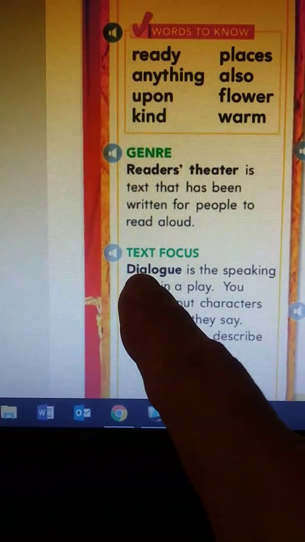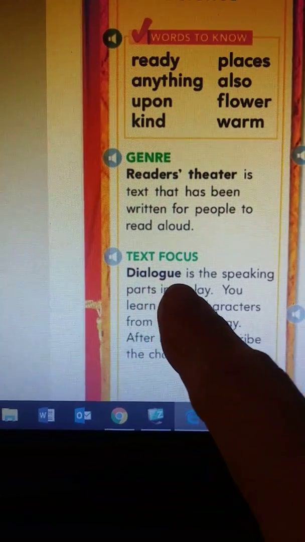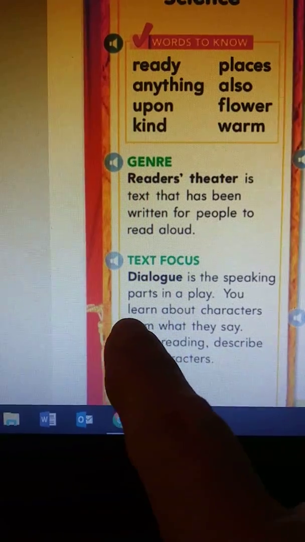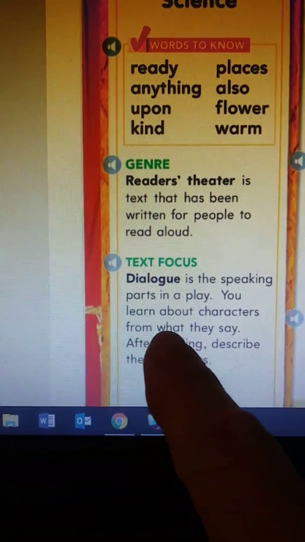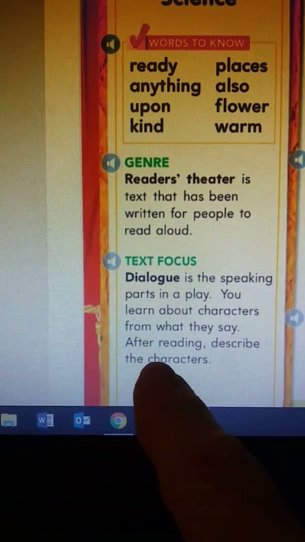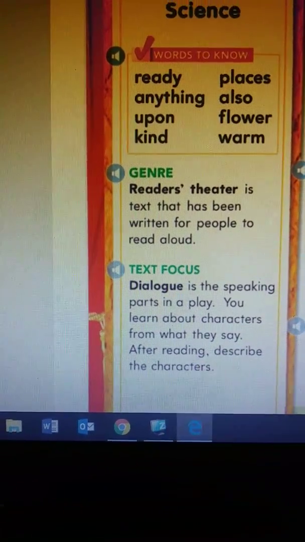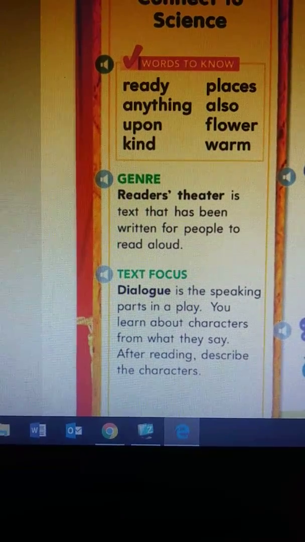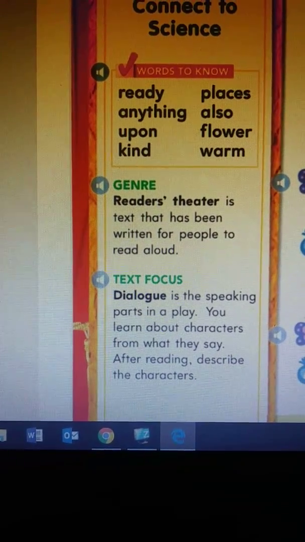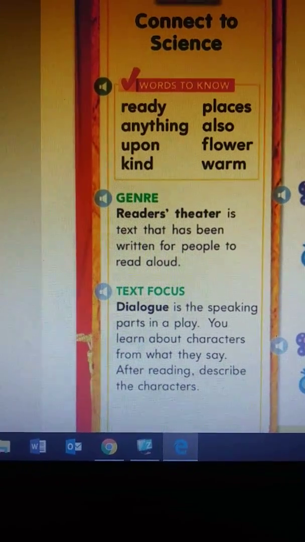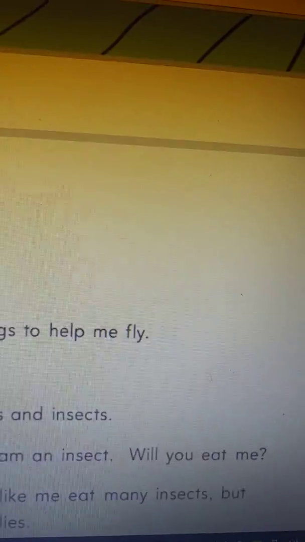Dialogue, it's in bold print so we know it's important. Dialogue is the speaking parts of a play. You learn about characters from what they say. After reading, describe the characters. Remember, a character is who or what is in the story. So by reading the story, we can tell what they're like just by what they say. So let's go ahead and look at our story.